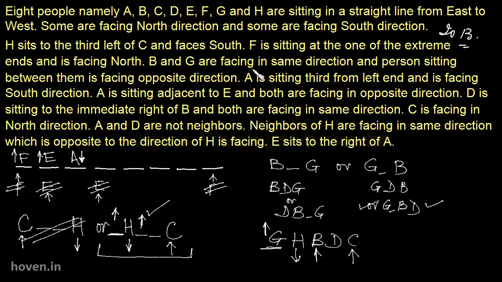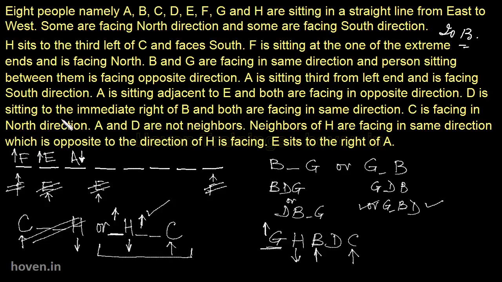B and G are facing in same direction and the person sitting between them is facing opposite direction. B and G, yeah, it's okay. G is upwards, B is upwards, and the person in between them is facing downwards. So it is okay. So far it is also okay. A is sitting third from left end and is facing south direction. So it's okay, as we already saw. So third from left end and facing downwards.